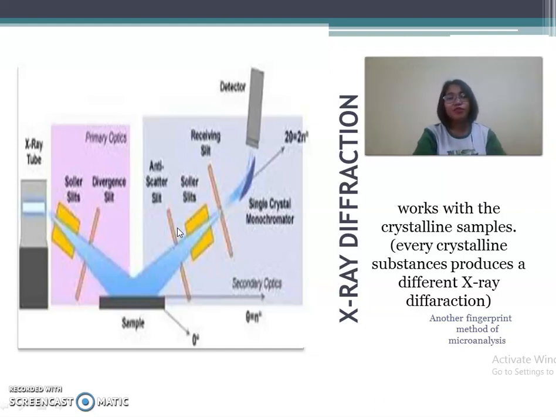It is also called a fingerprint method of microanalysis. Okay, so it doesn't require a lot of the evidence, syempre, konti lang, and we can easily identify the sample. So here, dito ilalagay yung ating sample.